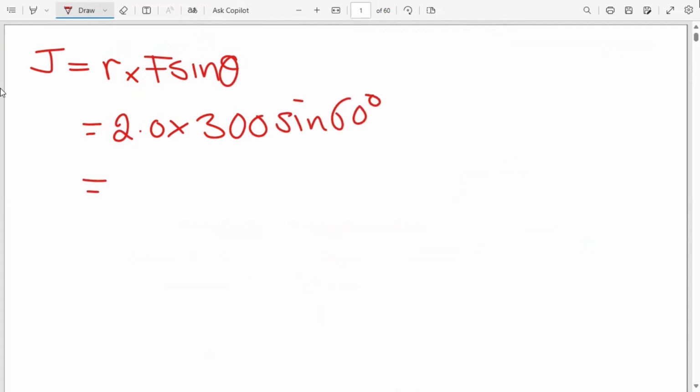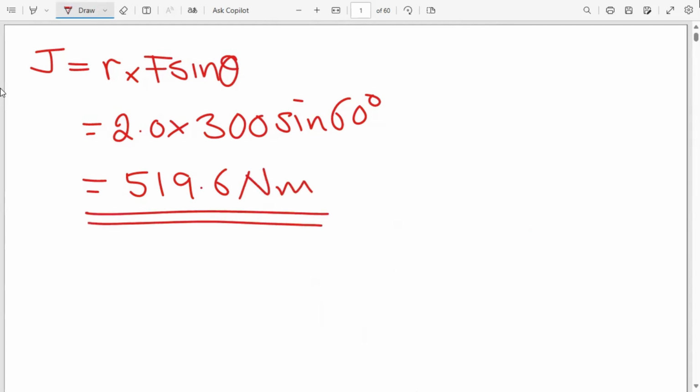I plug this into my calculator. I'm getting my torque as equal to 519.6 Newton meter. 519.6 Newton meter is the torque produced by the applied force about the pivot, which is in this case the hinge. So that is part A of question one.